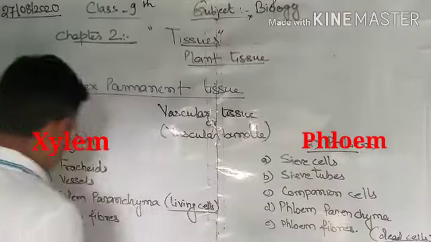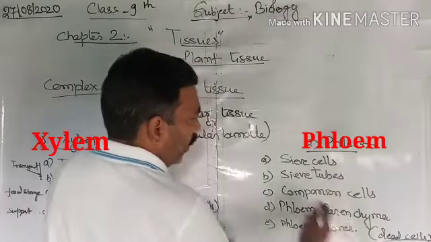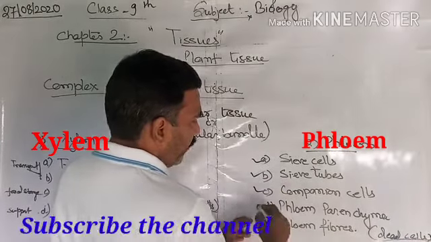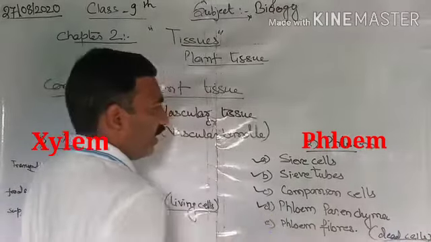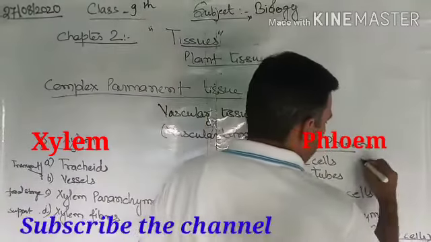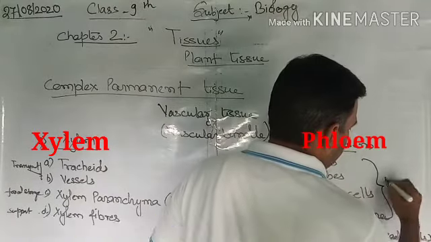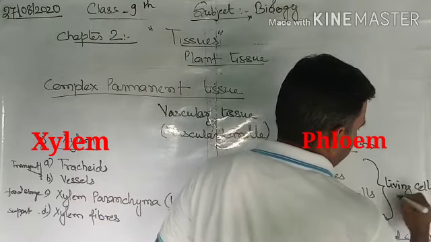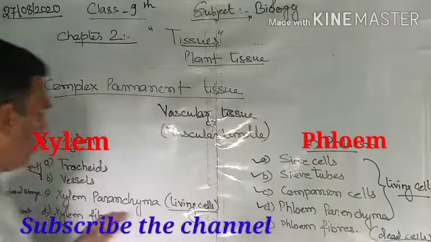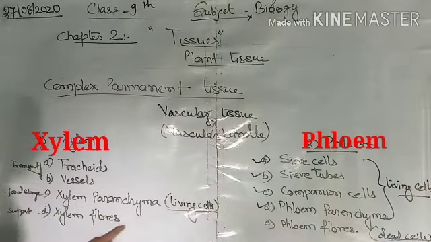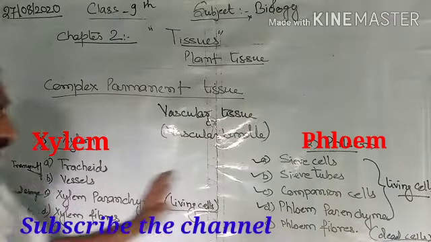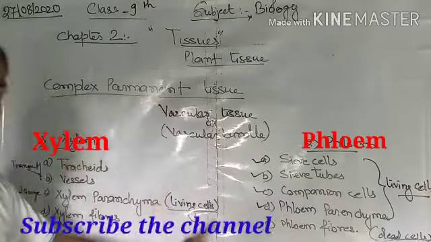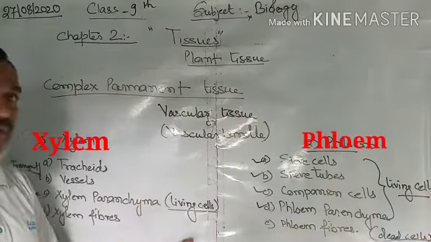Phloem fiber is the only dead cell, whereas sheath cells, sheath tubes, companion cells, and phloem parenchyma are all living cells. That means four are living cells and only one is dead. Just opposite to that, in xylem, only one is a living cell and the remaining are dead. This is the main conceptual difference between xylem and phloem.